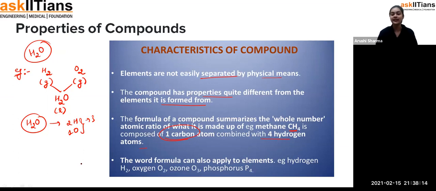Exactly, students, by looking at the formula of the compound we come to know the exact atomic ratio, whether it is 2 is to 1, or 1 is to 2, or 1 is to 4, that means how many atoms are attached with one particular atom.